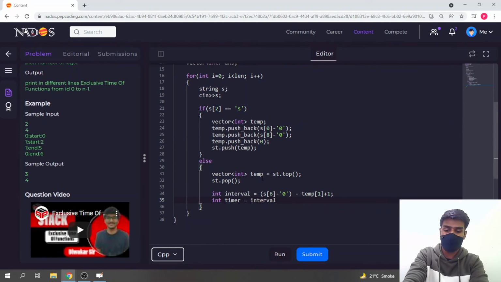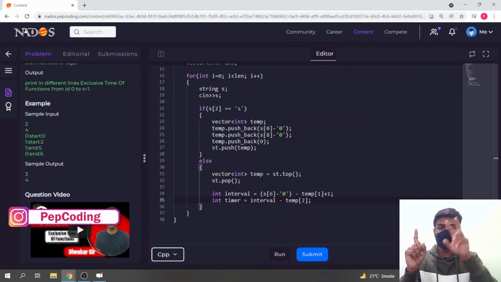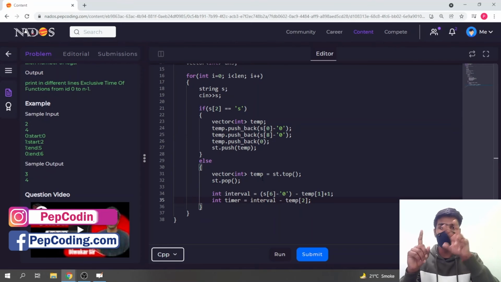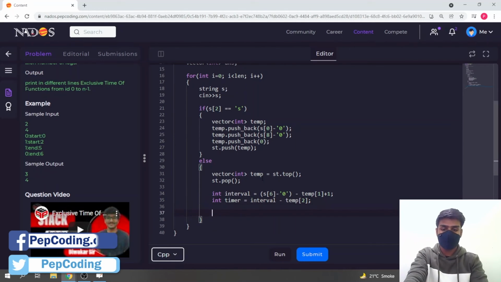Now I will calculate my timer. How will I calculate my timer? Using interval minus temp 2. So why temp 2? Because temp 2 is child execution. Alright, we created the vector. We have three partitions: index, starting point, and child execution. So 0, 1 and 2. Alright, so I explained this.